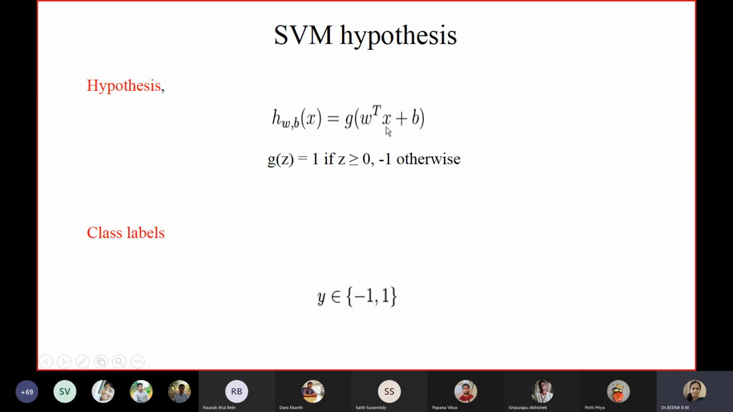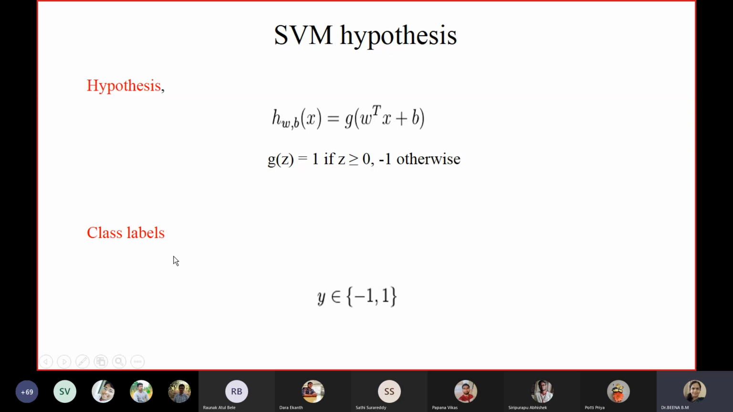H of X is equal to G of Z. Value is 1 if Z is greater than or equal to 0, or minus 1 otherwise. Next, class labels. What are class labels? Here we are naming the data points. We have to identify the data points from the raw data set.